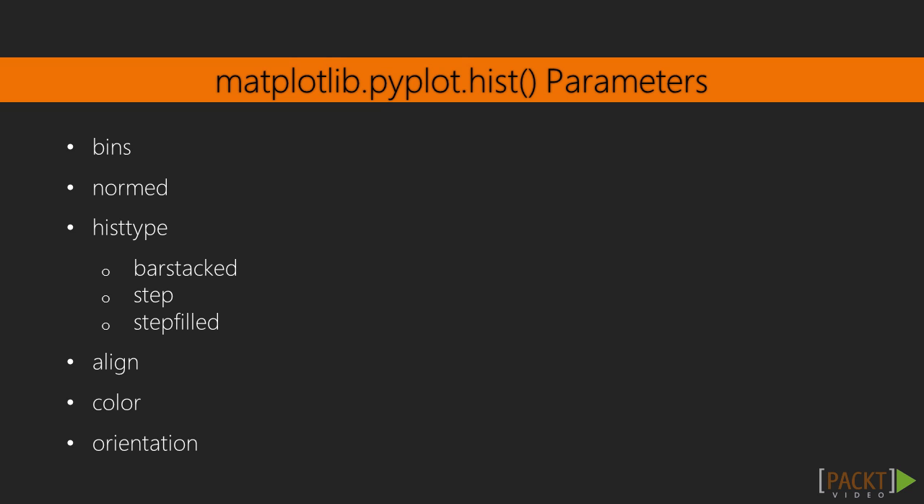Normed. If the value for this is true, histogram values are normalized and form probability density. The default is false. Hist type. This parameter allows us to specify the type of histogram that we want. The default value is bar, and the other options are shown here. Bar stacked. This gives stacked view histograms for multiple data. Step. This creates a line plot that is left unfilled. Step filled. This creates a line plot that is filled by default.